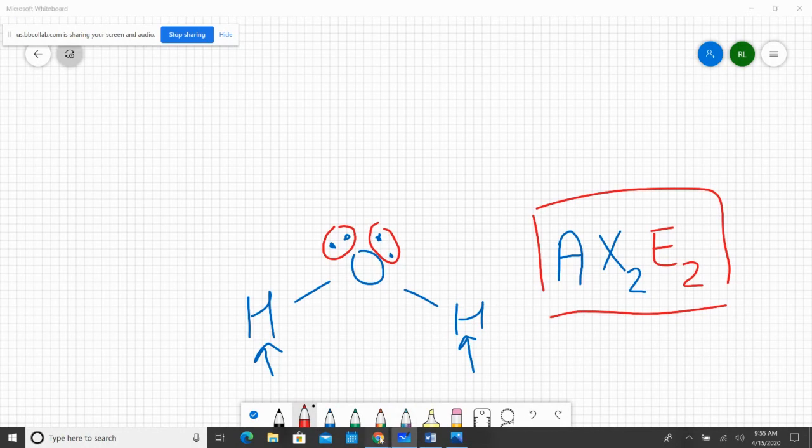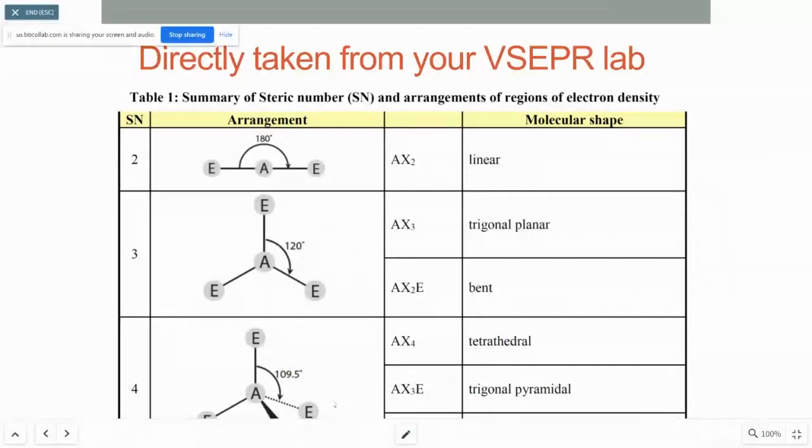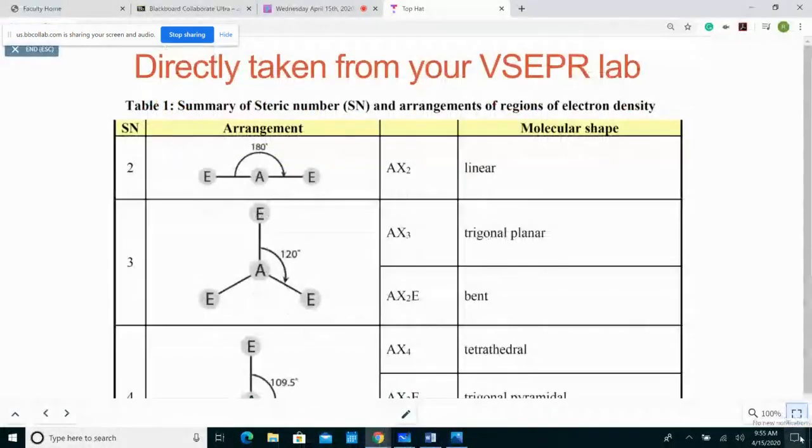So I go back to my table, and if I scroll down underneath trigonal pyramidal, you have something called AX2E2, which I cannot seem to find.